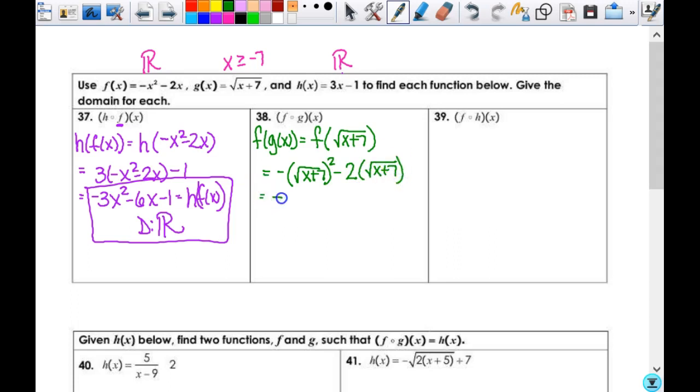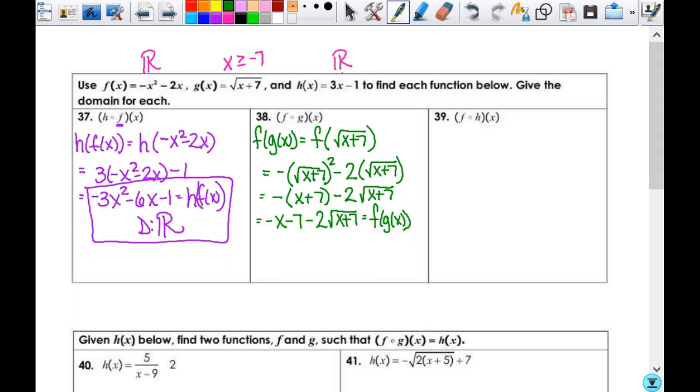So this gives me negative, well, the square root of x plus 7 squared is x plus 7, minus 2 times the square root of x plus 7. I cannot distribute that in there, so don't even try. But I can distribute this negative, so I get negative x minus 7 minus 2 times the square root of x plus 7. I cannot simplify that anymore. That is it. That is f of g of x.